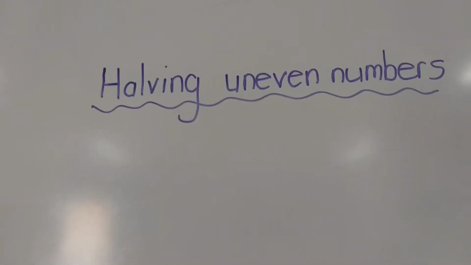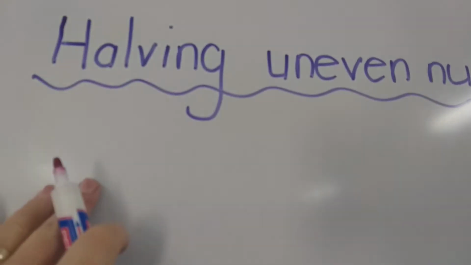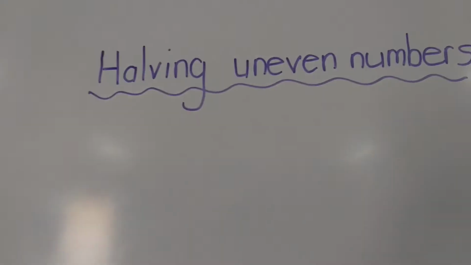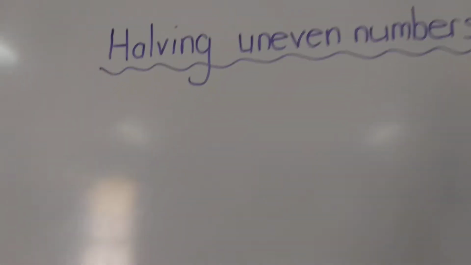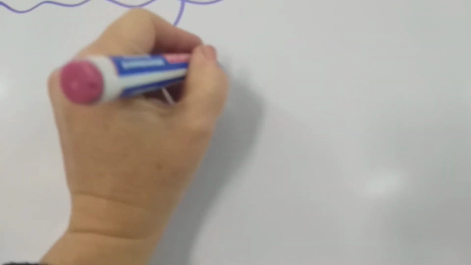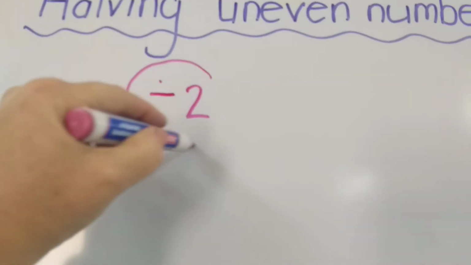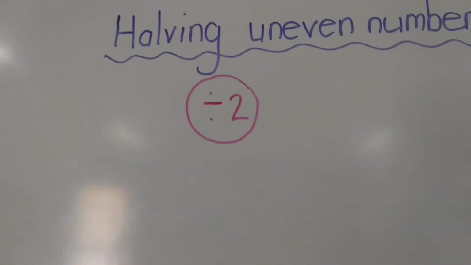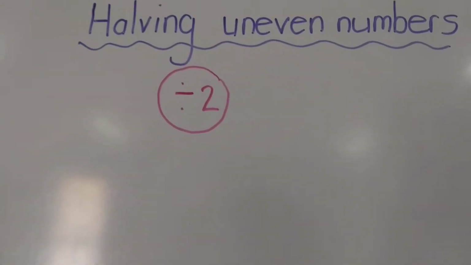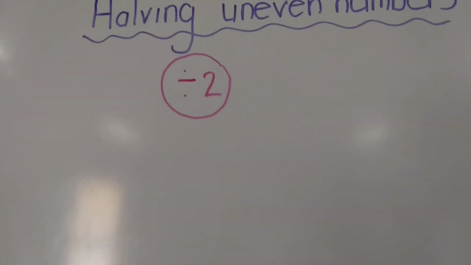All right, so we know that halving is the opposite of doubling. So when we double, we times by 2, which means when we halve, we are dividing by 2. We just always need to remember that when we're halving. Now, it's easy when you're halving even numbers because they're always going to divide perfectly. But halving uneven numbers is a different story.